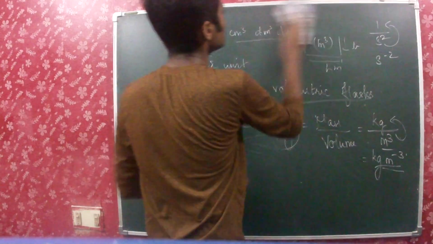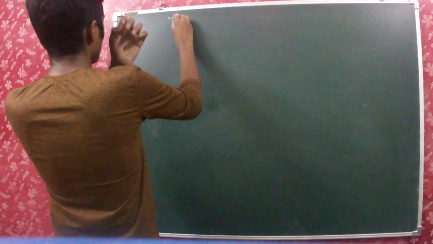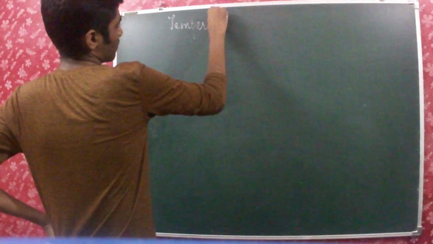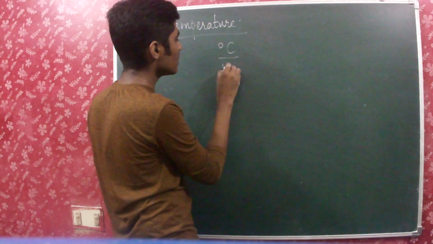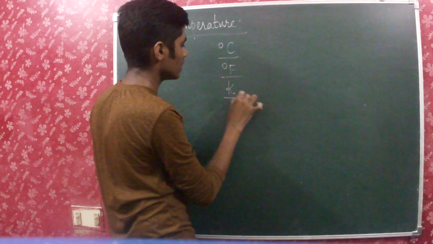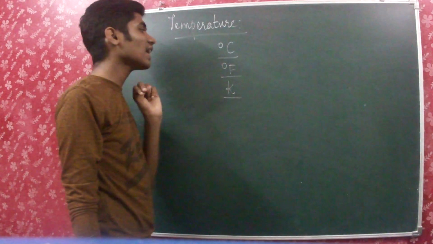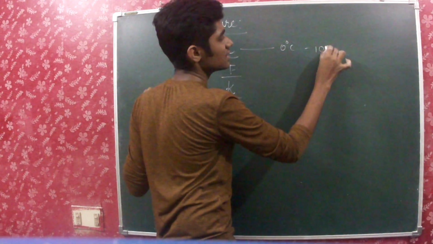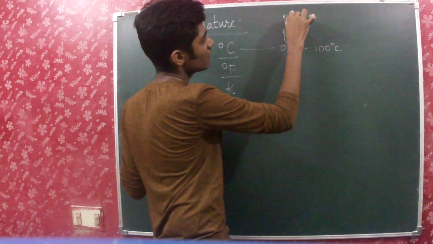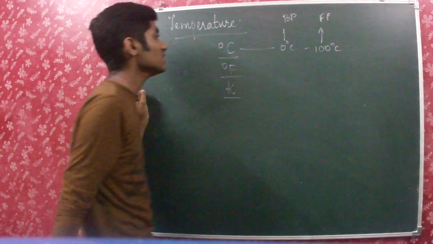Now we have to know about another physical quantity, which is temperature. As we know, temperature is measured in 3 scales: degree Celsius, degree Fahrenheit and Kelvin. Degree Celsius goes from 0 degree Celsius to 100 degree Celsius. This is the freezing point and this is the boiling point, the temperature at which water freezes to form ice and at which water boils.